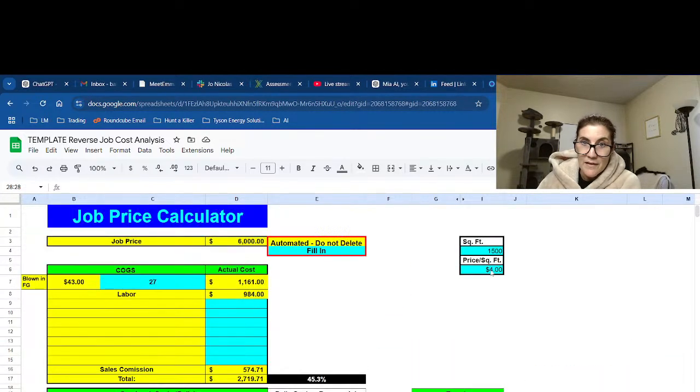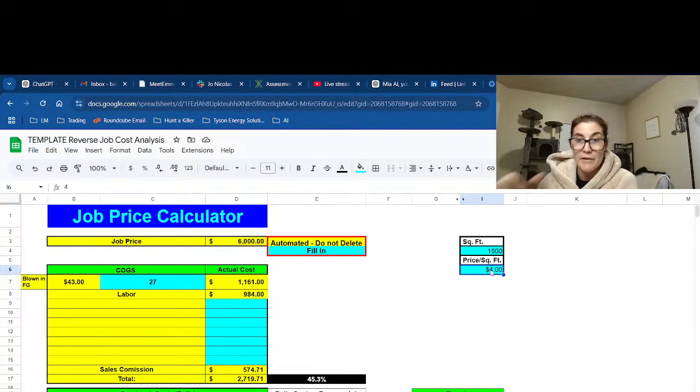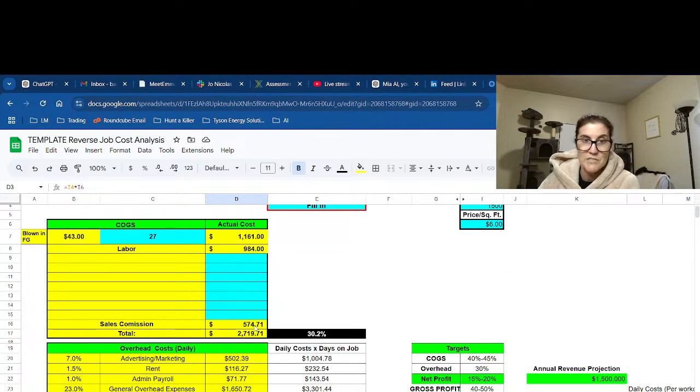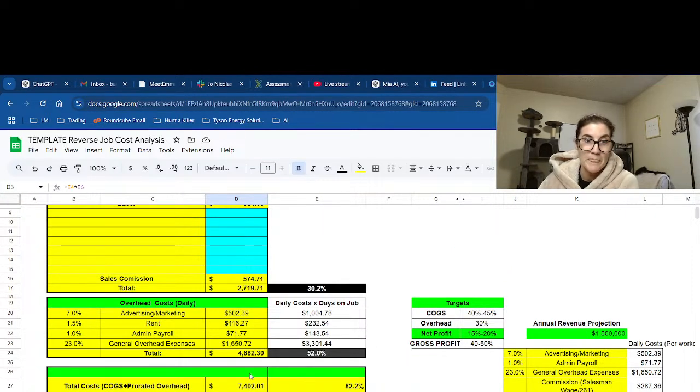Okay, so now I want to show you everything is the same, but now we're going to put this at $6 a square foot, which is what they're charging now on average. So $6 a square foot, it is a $9,000 job. Labor and materials stay the same. The sales commission stays the same. Overhead is all the same. And now look at that. Their net profit is 17.8%. That falls in the healthy net profit target category. So they're golden.